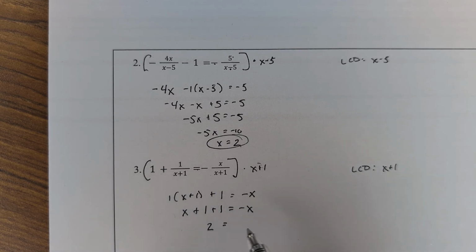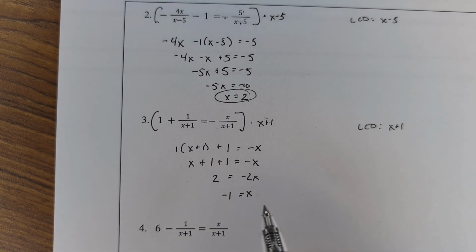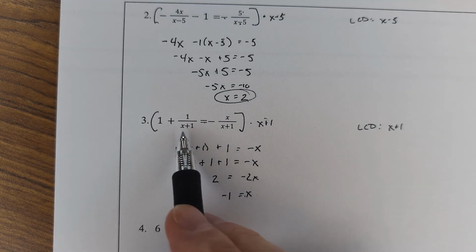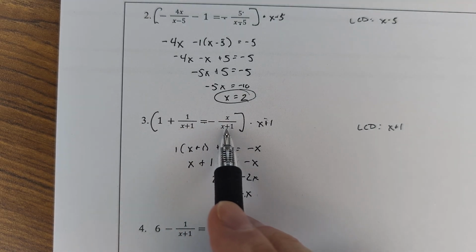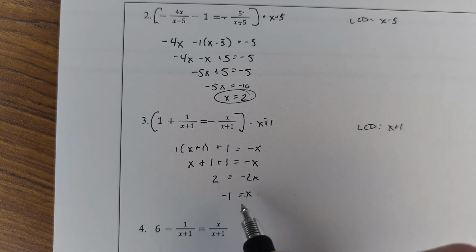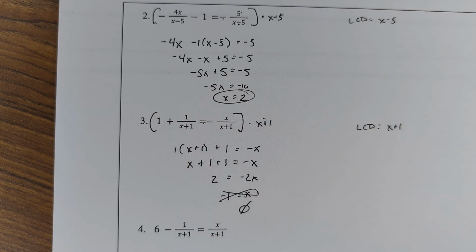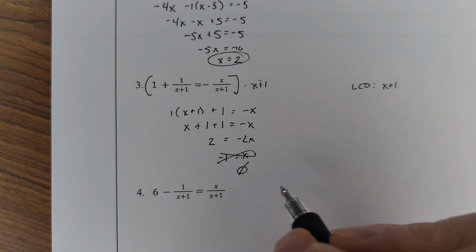So 2 equals, if I bring that guy over, that's going to be -2x. X equals -1. Check your solutions. If I plug -1 in, this becomes -1 plus 1. So does this. -1 plus 1 is 0. I'm not allowed to divide by 0, which means this one actually has no solutions.